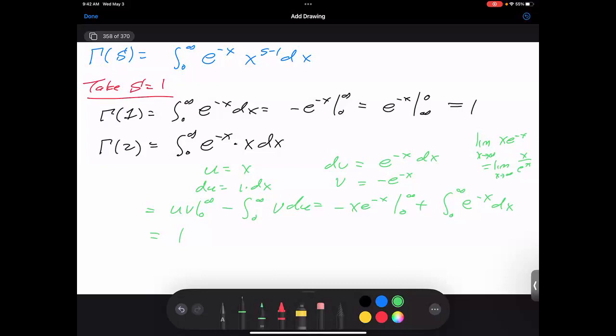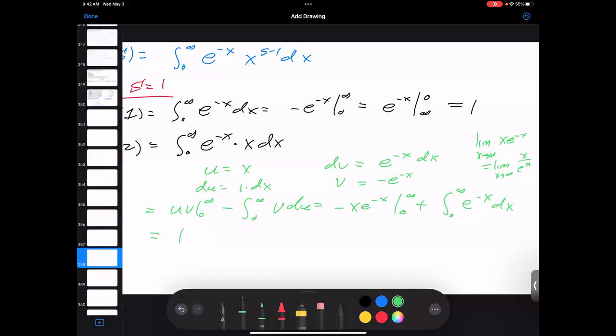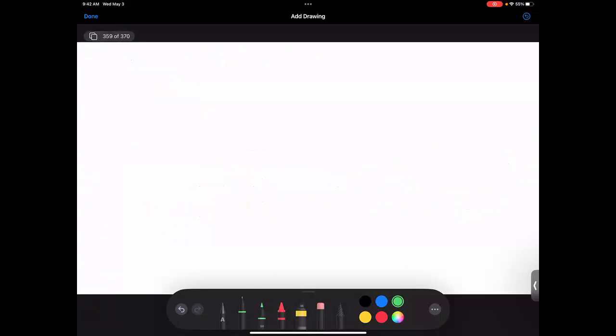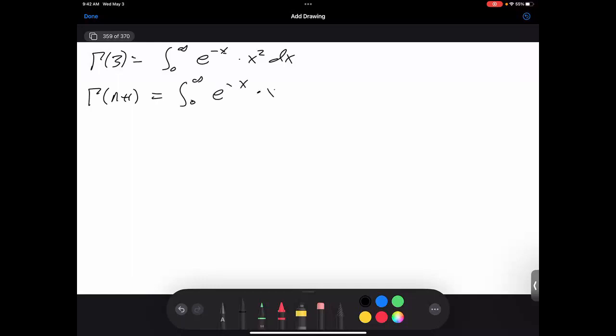Yes? No. Okay. Let's try it again. Let's look at gamma of 3. That's going to be the integral from 0 to infinity e to the minus x times x squared dx. Let's do things a little bit more generally. Let's look at gamma of n plus 1. That's going to be the integral from 0 to infinity of e to the negative x times x to the n plus 1 minus 1 dx. So integral from 0 to infinity e to the minus x times x to the n dx.